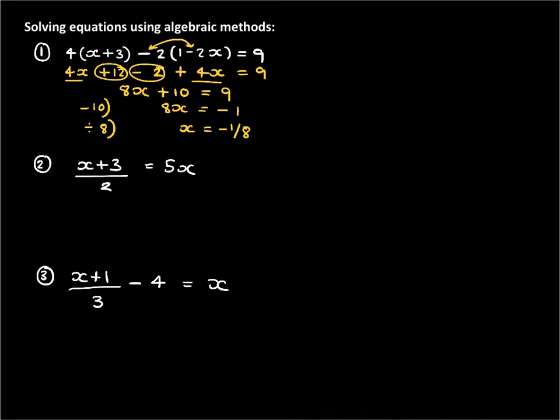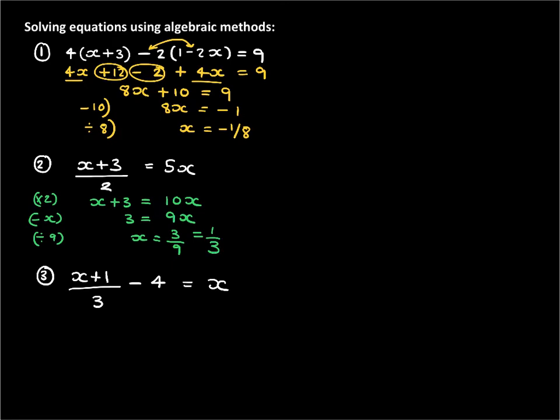Question 2, we're going to multiply both sides by 2. So that gives me x plus 3 equals 10x. Then let's subtract x, so 3 is equal to 9x. And then divide by 9, so x is equal to 3 over 9, which of course simplifies to 1/3.